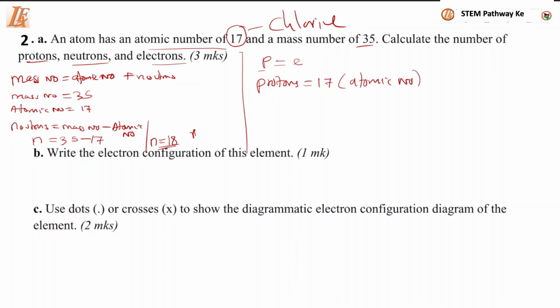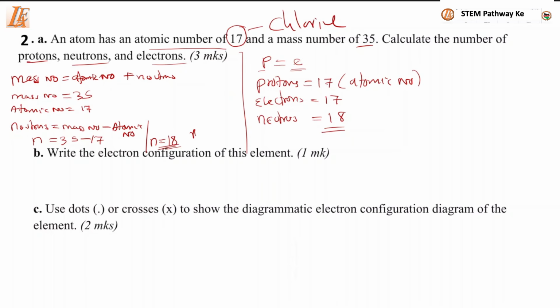And then we also need the number of electrons. Number of electrons is always equal to the number of protons for an electrically neutral atom. Therefore, in this case, number of electrons is equal to 17 also. Then the number of neutrons is equal to what we have just calculated here, 18.